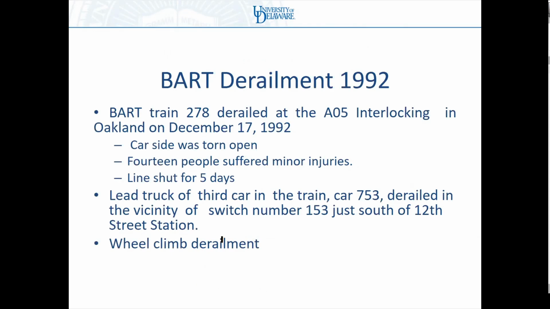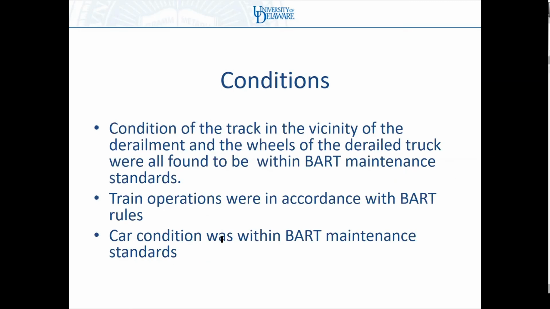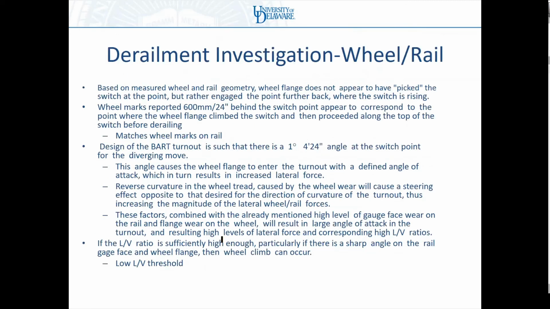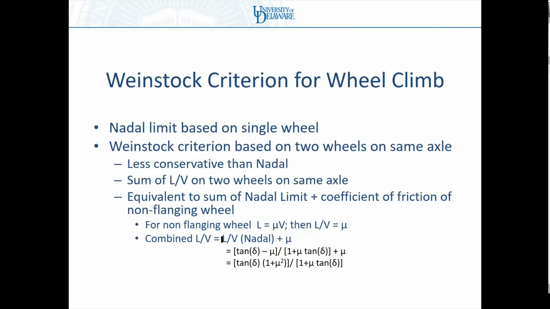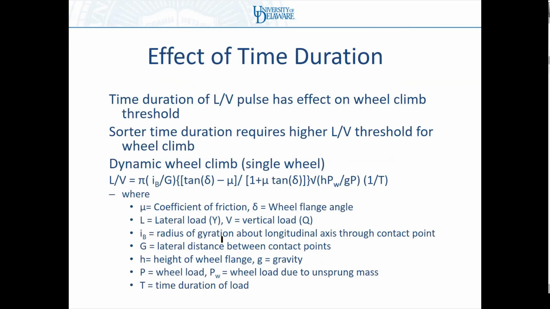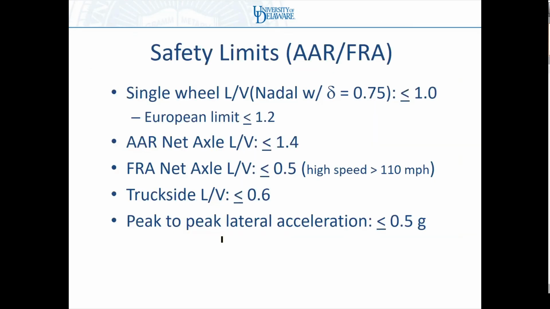And I'm going to skip this discussion of the DeBart derailment, other than to tell you that this was a case where we found a significant gauge face wear angle, and it caused the derailment. Now, I mentioned that there were other criteria for wheel climb, the Weinstock criteria, which is less conservative, and the effective time duration, which we also talked about earlier. I'm going to skip those.